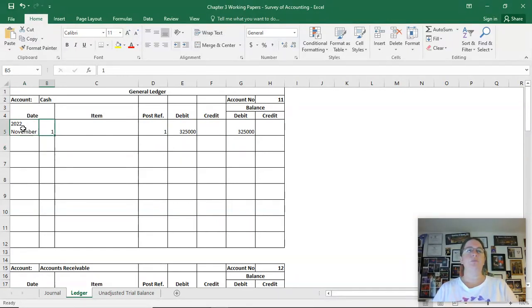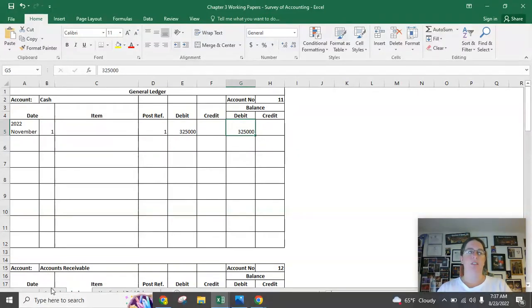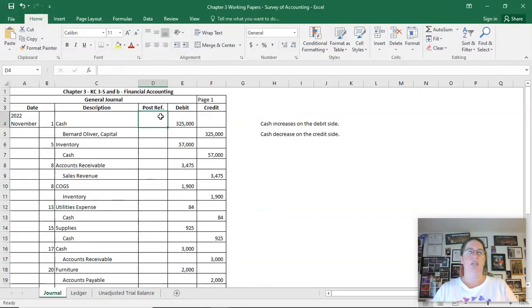Again, I just copied the date and the page number from your journal. It was a $325,000 debit in the journal, so I made it a debit in the ledger, and then the balance of $325,000. I'm going to take this account number 11 back to my journal, and that's what's going to go in this post reference column.